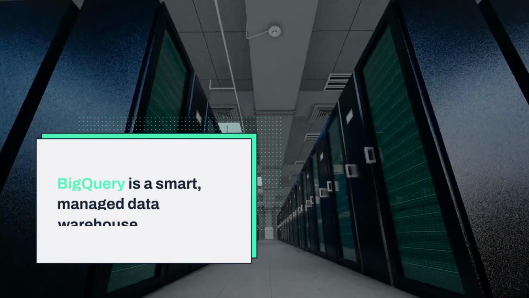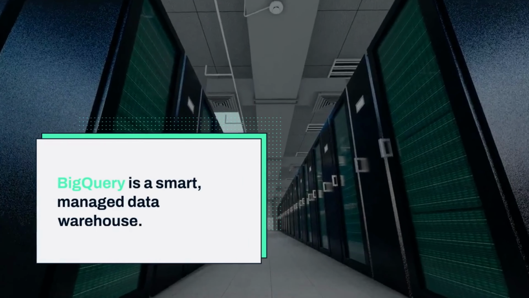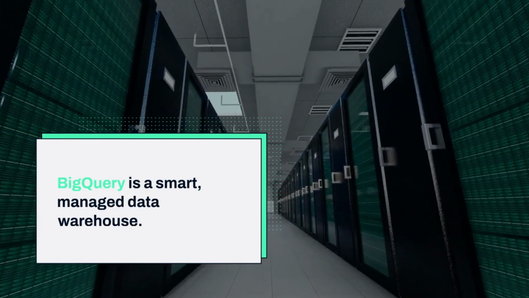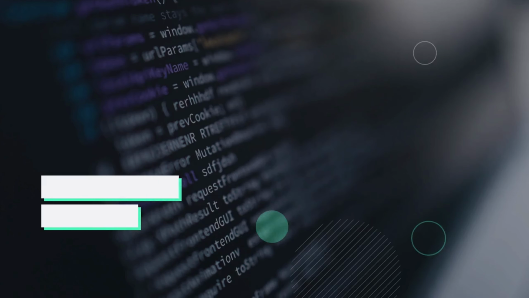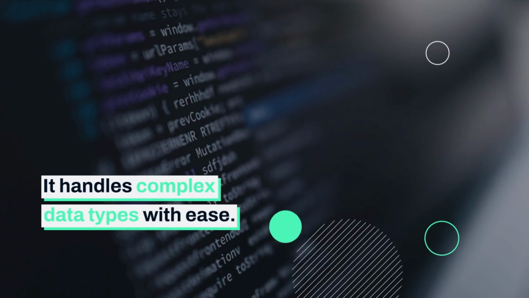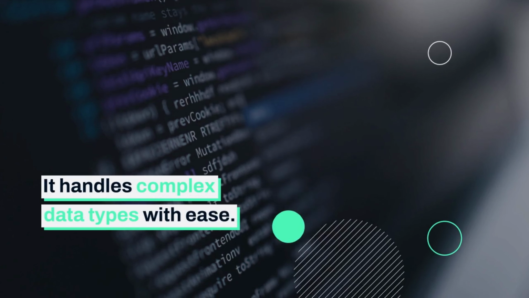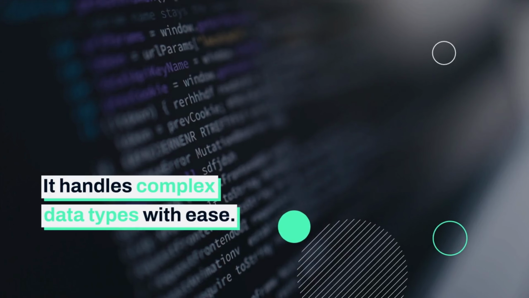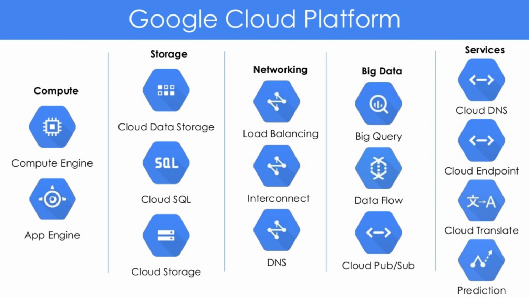Cloud Warehouse. BigQuery is Google's answer to a managed data warehouse. It's super smart. It automatically figures out how much computing power you need for each query. No more guessing games. Plus, it's great at handling complex data types like those messy JSON files we all love. Direct Data Platform Access. Want to dive right into your data lake? BigQuery lets you create external tables that live in Google Cloud Storage. It's like having a portal directly to your data.